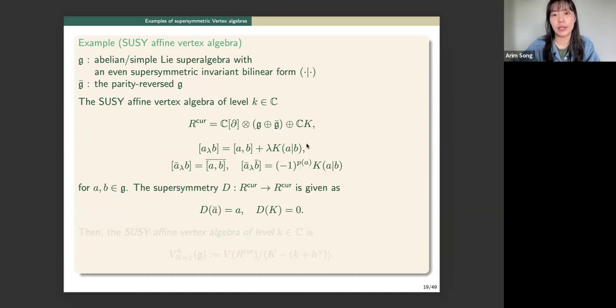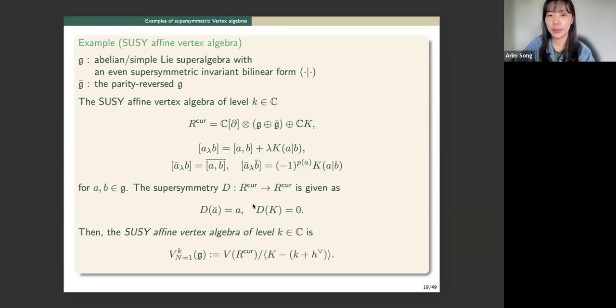You can see from the first line that this lambda bracket resembles the Lie bracket of an affine Kac-Moody algebra, or just an affine vertex algebra, if you're familiar with it. The lambda bracket between A bar and B is given by the Lie bracket action. And the lambda bracket between A bar and B bar is given by just the central element multiple of the bilinear form between them. And we can define the supersymmetry D on this space like this. It sends A bar to A, and it kills the central element. Since D squared is equal to partial, you can immediately see that D of A is equal to partial of A bar.